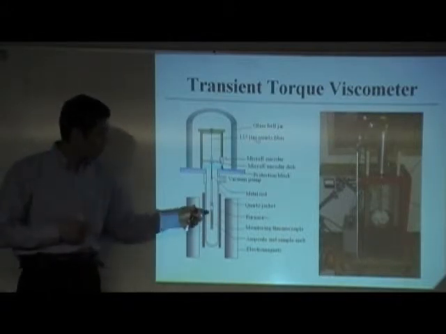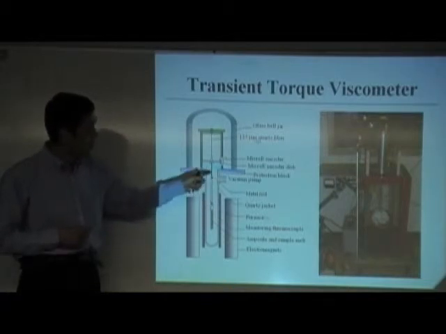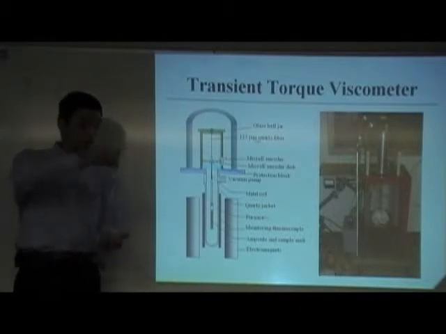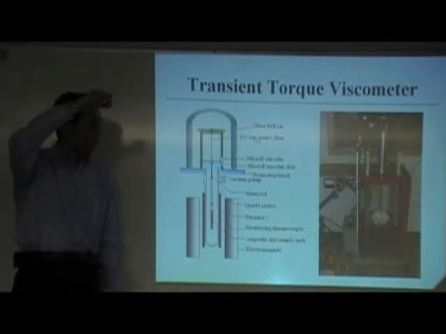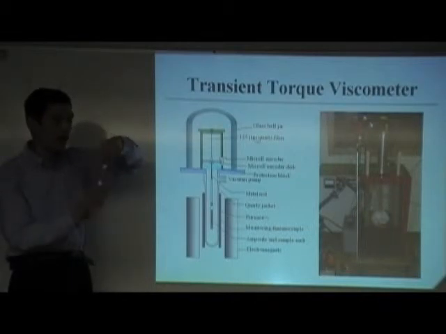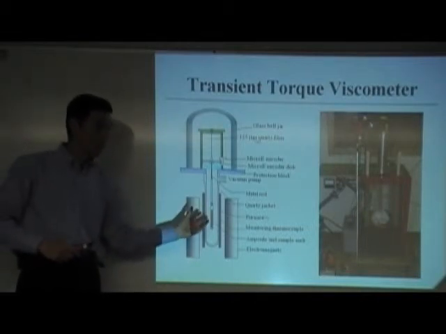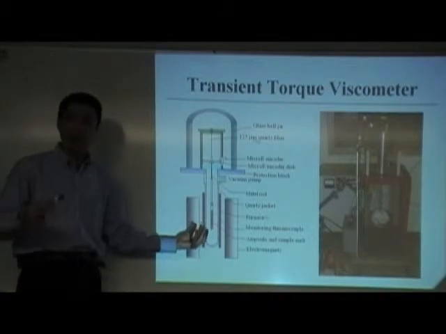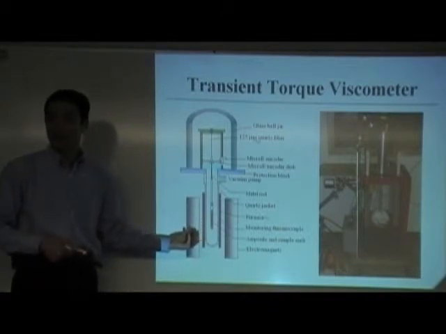You suspend this sample through a rod, and then you suspend it through a quartz fiber or a tungsten fiber. Now you have a cup suspended with the liquid in the cup. Then you rotate the cup. Because of the wire on top, you have a torsion of this wire, so you have a torsional oscillation. When you measure the oscillation angle with respect to time, you can calculate the viscosity of it. That's the basic principle.